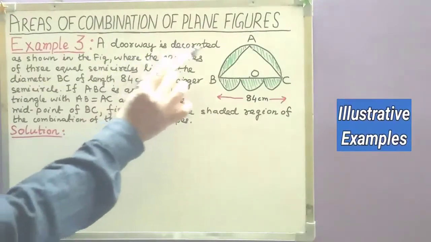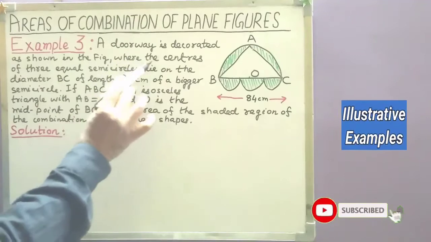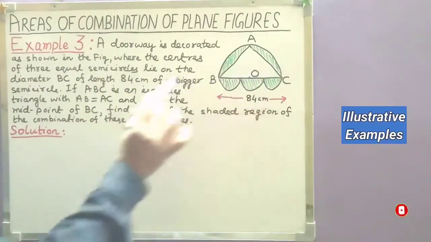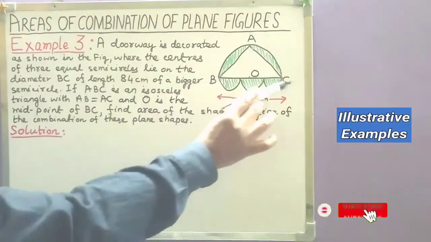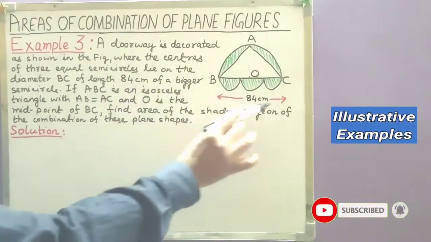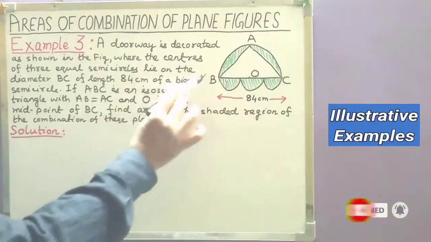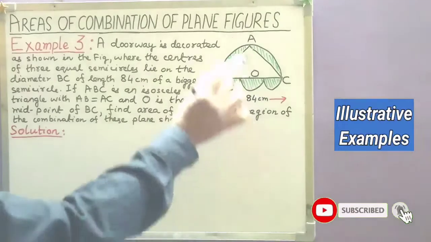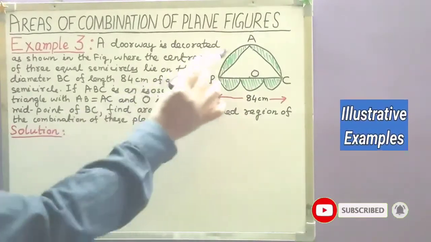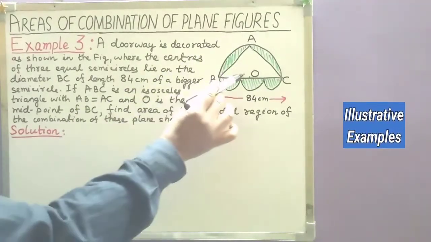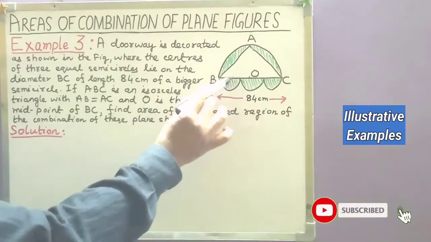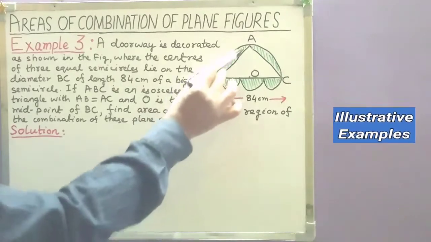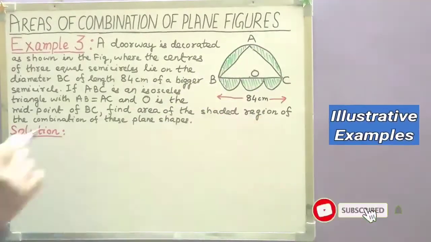Example 3. A doorway is decorated as shown in the figure, where the centers of three equal semicircles lie on the diameter BC of length 84 cm of a bigger semicircle. If ABC is an isosceles triangle with AB equal to AC and O is the midpoint of BC, find the area of the shaded region of the combination of these plane shapes.